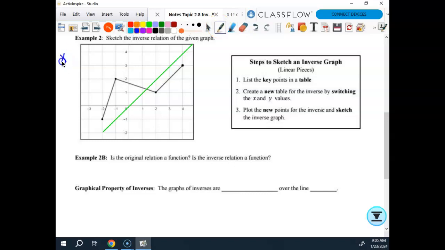x and y values here. And it says key points. Well, in this kind of graph, the key points that make sense are the actual points where the little line segments connect. So this point here is -2, -1. This one is -1, 2. This one is 2, 1. And that one is 4, 3. All right, so there are our key points for our original. Then we're going to have the inverse.